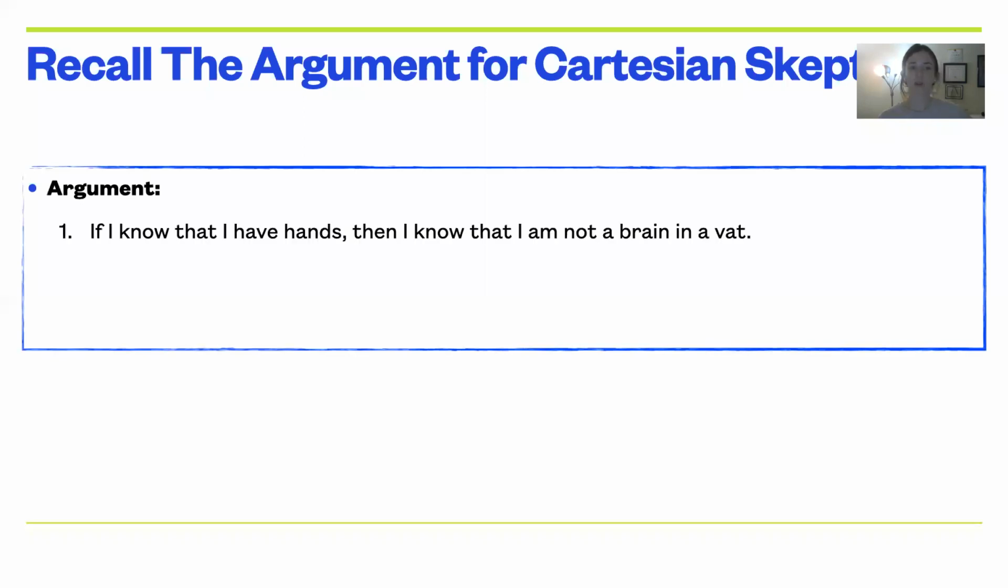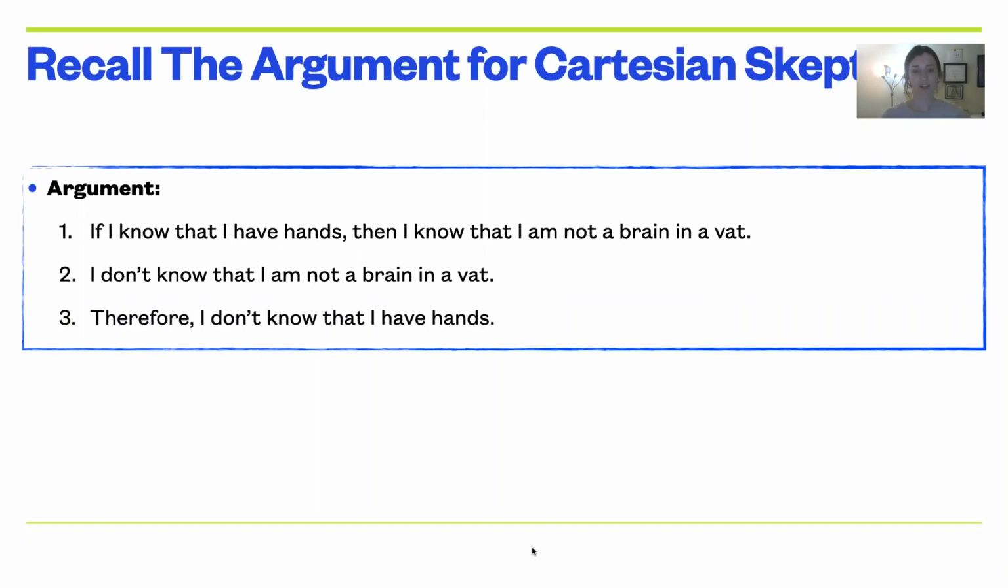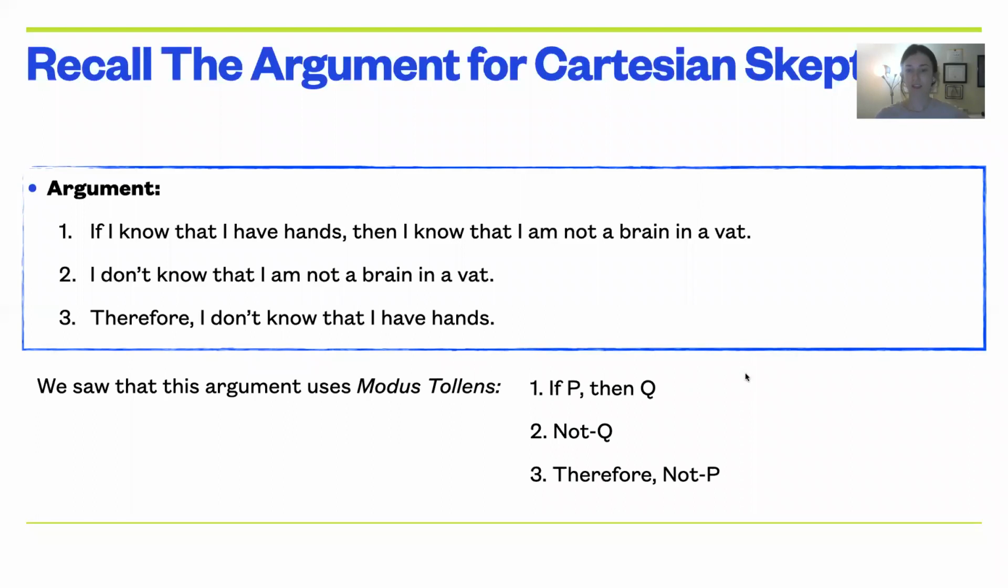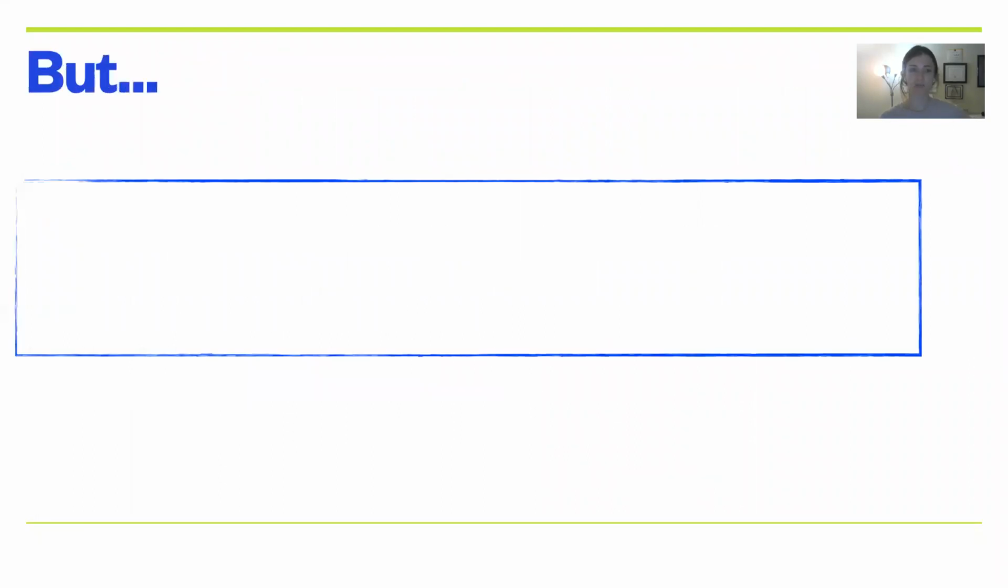So the argument goes, if I know that I have hands, then I know I am not a brain in a vat. I don't know that I'm not a brain in a vat. So therefore, I don't know that I have hands. We saw that this argument uses modus tollens from the last lecture. That looks like this: if P, then Q, not Q, therefore not P.